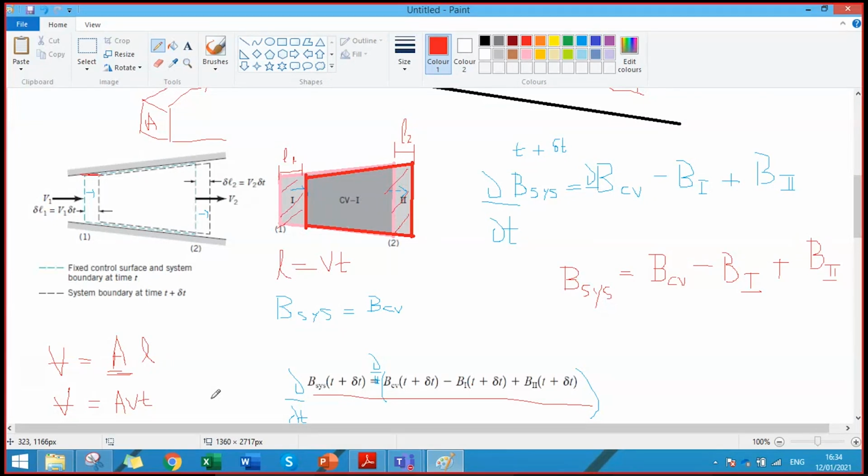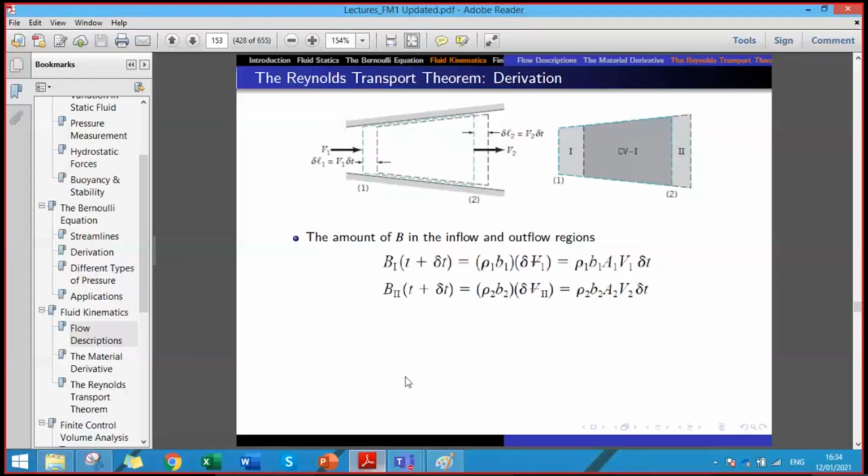So here we have rho into B into volume. We have written volume as area into length for the first section. So it would be area of the first section into the velocity of the first section, that is the velocity entering, the amount of fluid entering the boundary, into delta t. And similarly, B2 would be density 2 into property at point 2 into area 2 into velocity 2 into delta t. So is this relationship clear? These two relationships, are they clear?